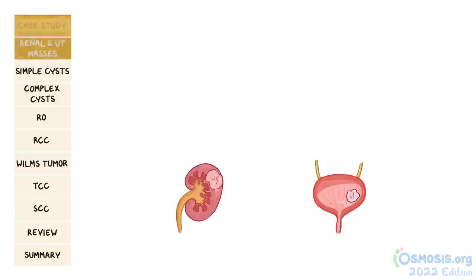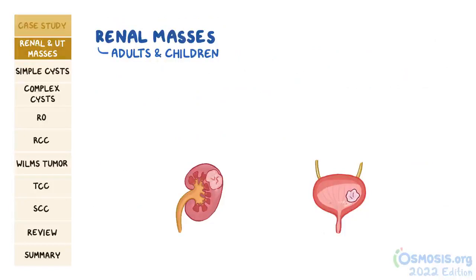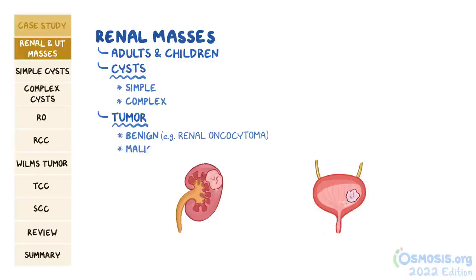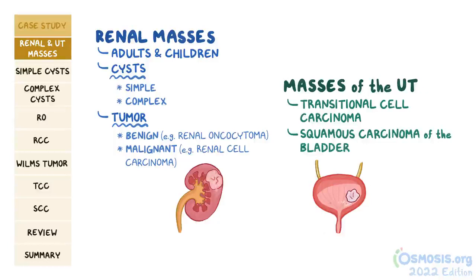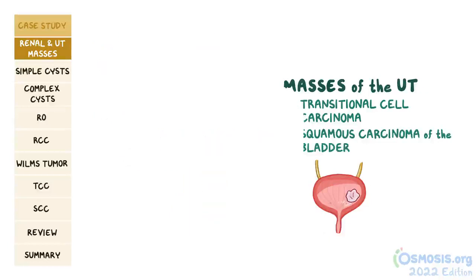Let's first talk about renal masses, which can develop in both adults and children. These masses may be either cysts or tumors. In turn, renal cysts can be either simple or complex, while tumors can be benign, like renal oncocytoma, or malignant, like renal cell carcinoma. Regarding masses of the urinary tract, the main concerns are transitional cell carcinoma and squamous carcinoma of the bladder. Now let's look at them one by one.